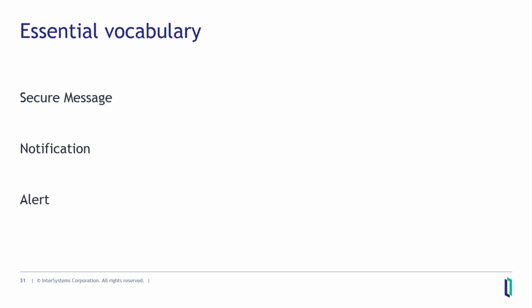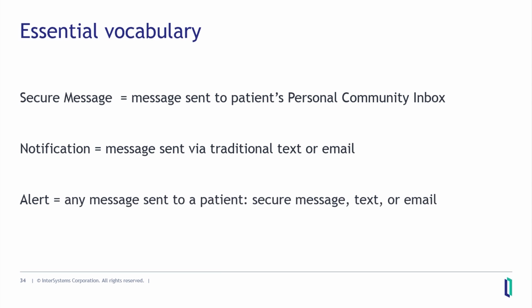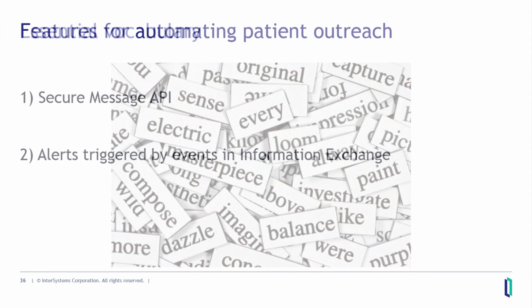All right, and I'll also be using these terms a lot, and they have a different nuance to each one. So what we refer to by a secure message is a message sent to the patient's inbox in Personal Community. And notifications are things like texts and emails. And finally, alert is kind of like all the above. It's the generic term I'll be using to describe any kind of digital communication sent to a patient from our system. That's it with the vocab.